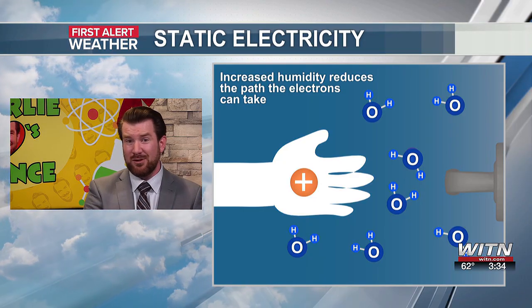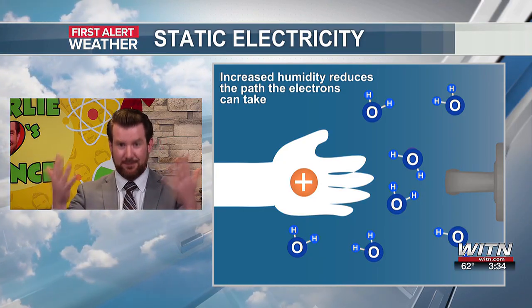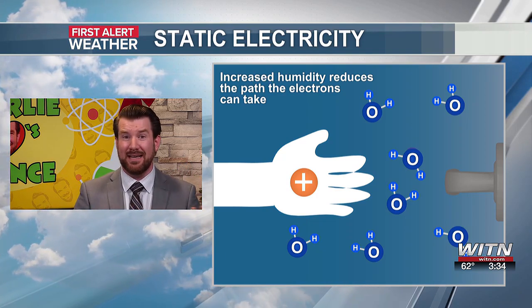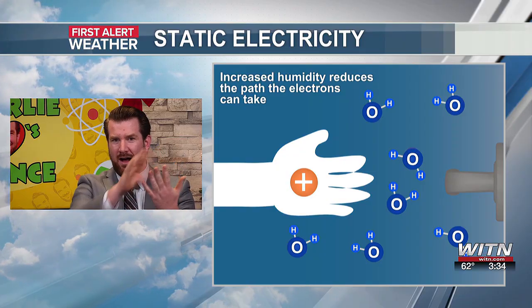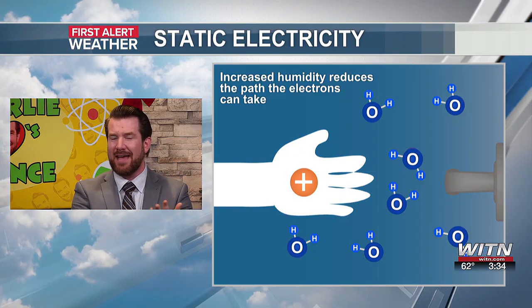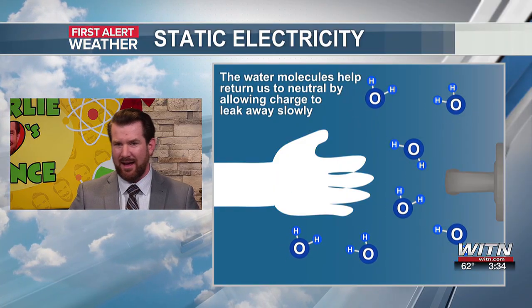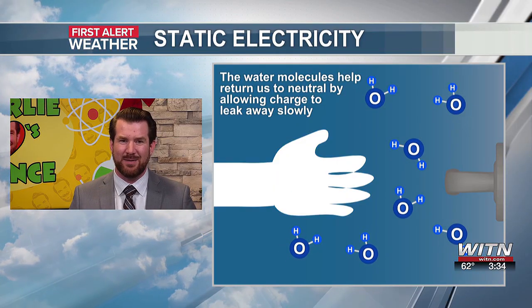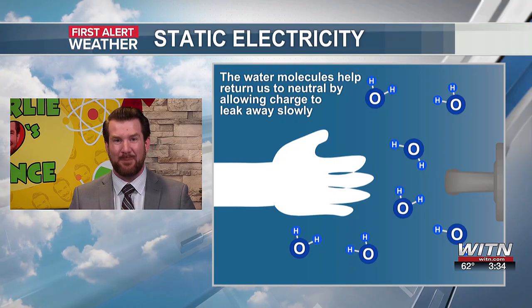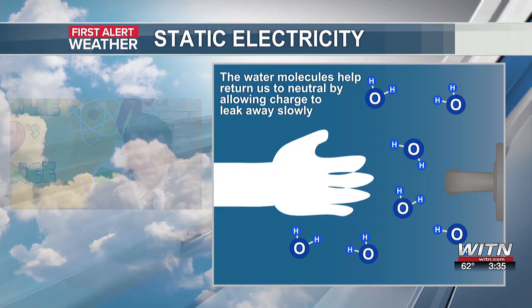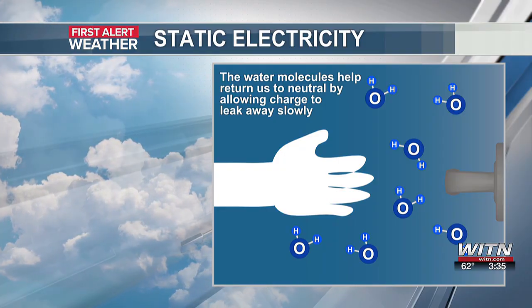Now, what they will also do is, as our hands are floating around in the air, when it's super humid outside or even humid inside, we get a coating of that water along our skin. That allows that positive charge to slowly dissipate as we spend more time in that humid air. So that is basically a breakdown of why we see more static electricity during the winter months and why we see fewer static shocks during the summer months.